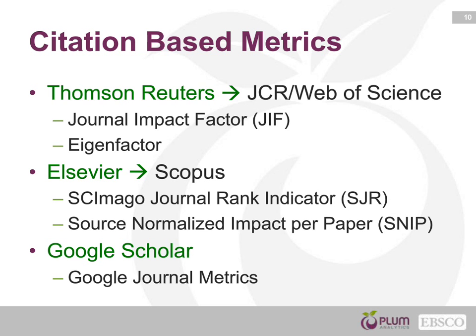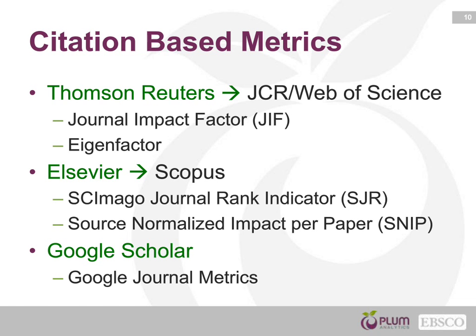Elsevier has their Scopus product, which again samples a set of journal articles that they want to measure citations about. Built on top of that are additional metrics like SJR and SNIP. And then Google Scholar also has their own citation metrics, which they publish as journal metrics.